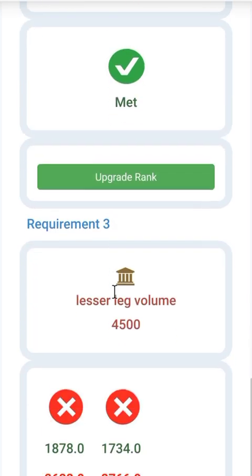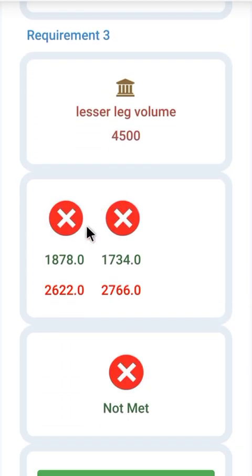So now, let me check requirement 3. Checking requirement 3, we now have XX here. This XX is for him to know what he needs to do to meet the requirement. So here it says lesser leg volume 4500 PV. It means that the award PV on the left should be up to 4500, and on the right should also be up to 4500. So checking now, this is his current award PV on the left and the current award PV on the right. This environment, the award master, will let you know what is needed to make it 4500 and what is needed to make the other one 4500.